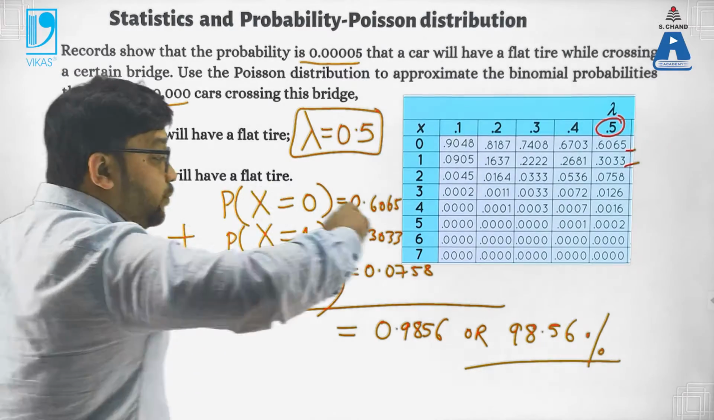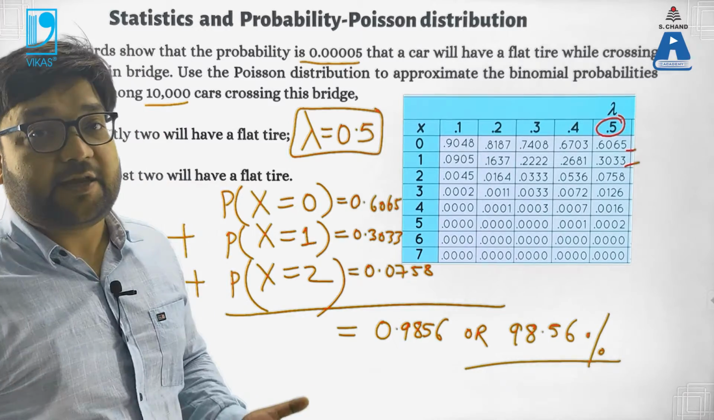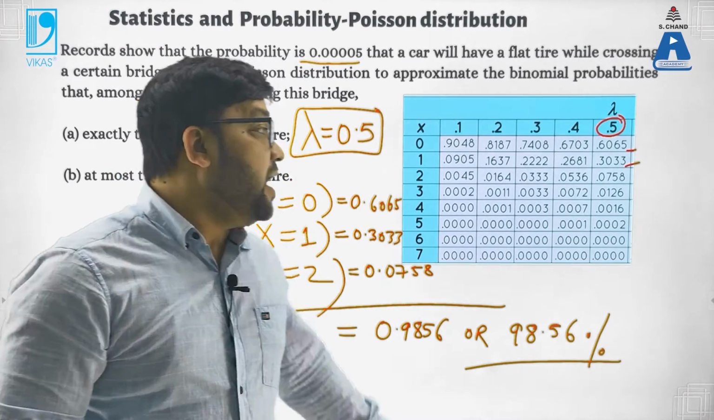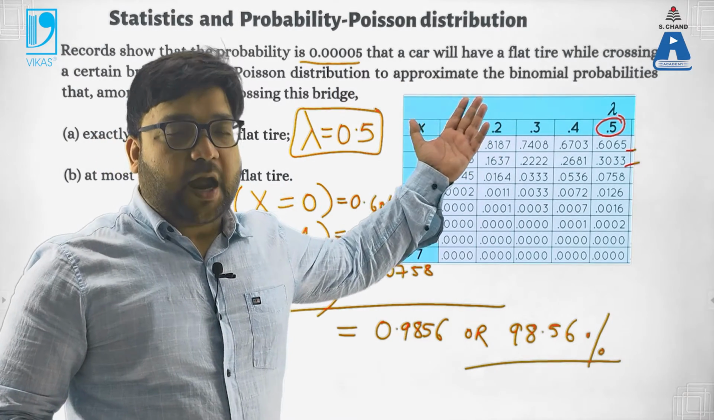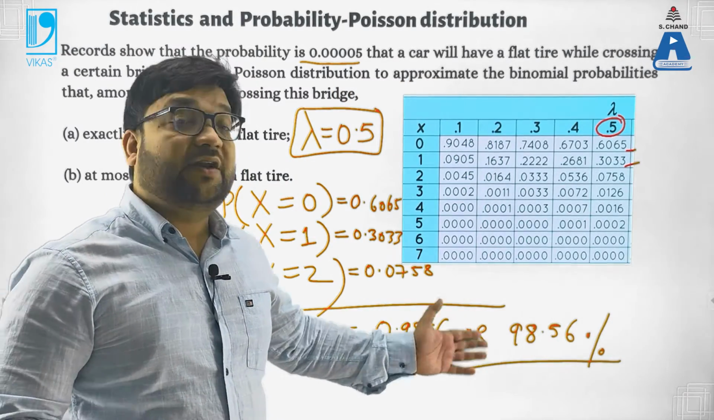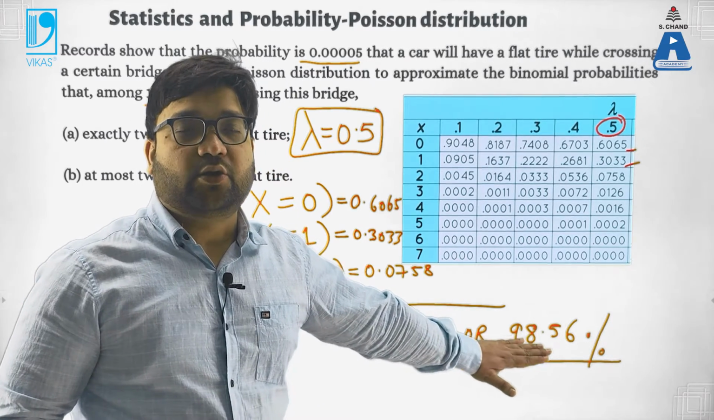There is a 98.56% chance, almost 99% chance, that at most two cars will go flat tire. At most two cars will go out of service. There is a 99% chance for that.